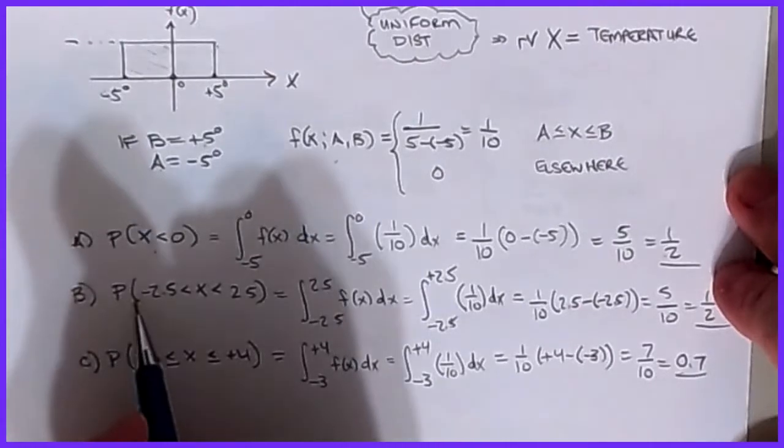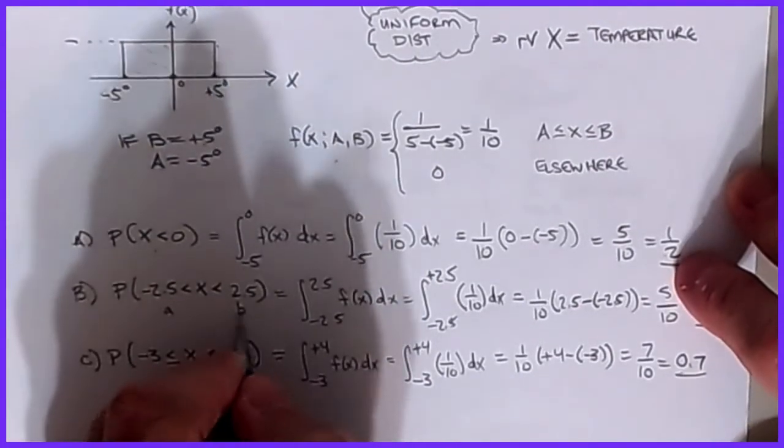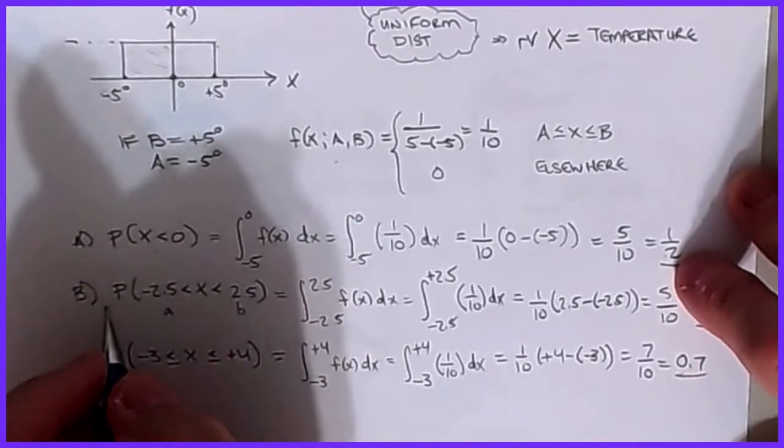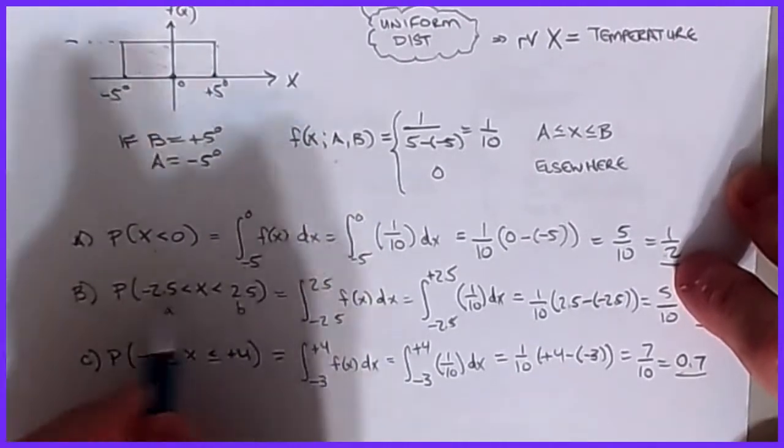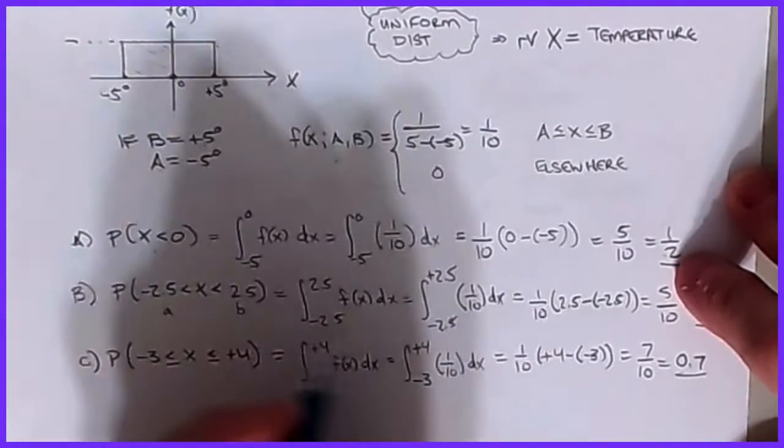We could go through, and the upper and lower bounds are set, so here's my little a, here's my little b. We're going from positive 2.5 to minus 2.5. You probably see it already. It's 5 units this way. It was 10 wide, so this is going to be half again, but the math looks like this.